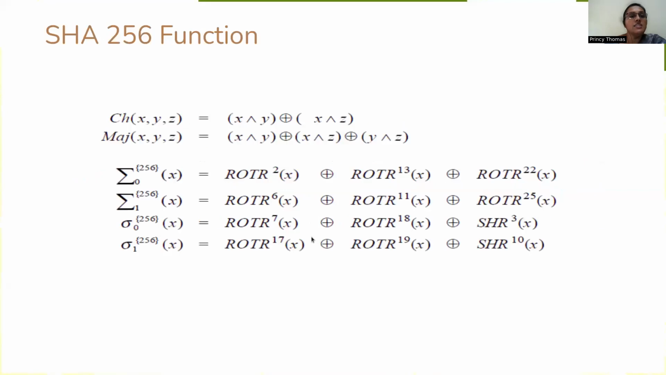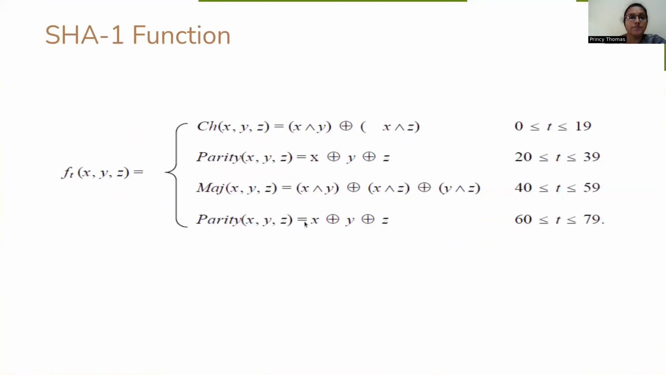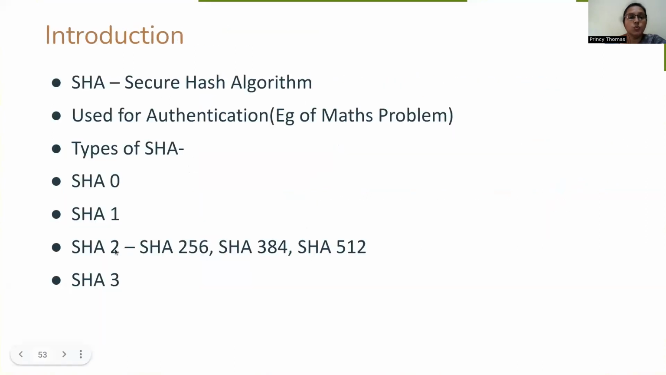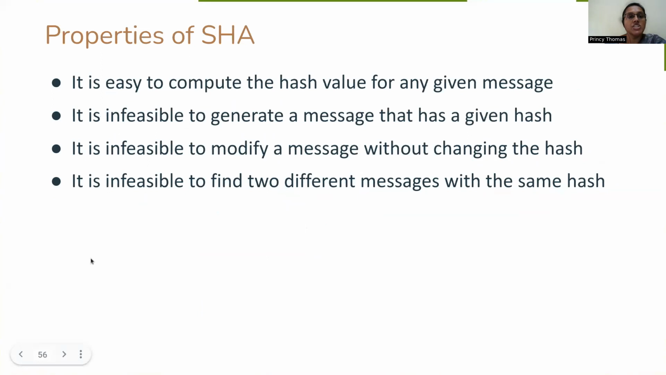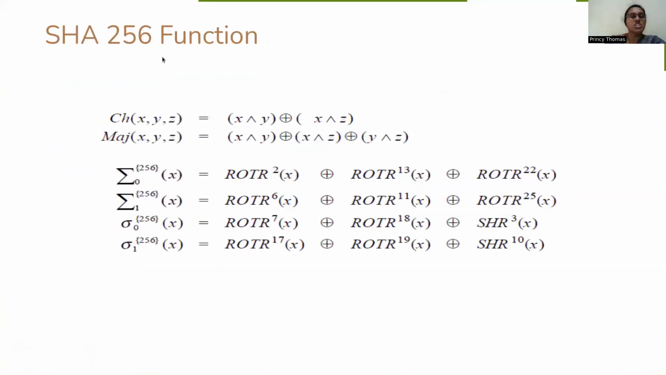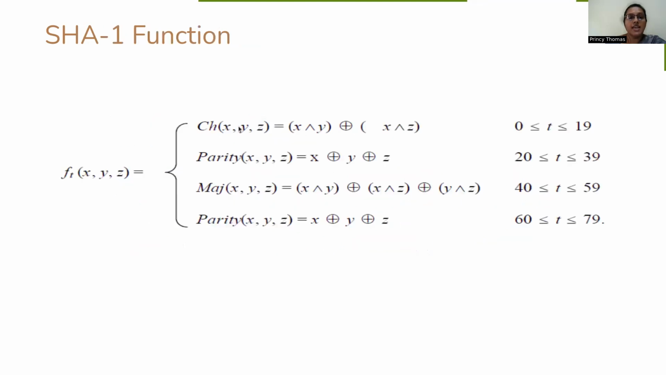Okay, in the case of SHA-256, I just want to go back to show you, this is SHA-2. Okay, 256, 384, and 512 are SHA-2. So in essence, we are discussing SHA-1 and SHA-2. Okay, so the SHA-256 function has got a choose function, x, y, z. What it does is exactly the same as SHA-1.